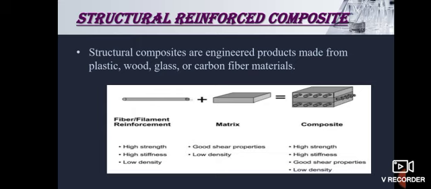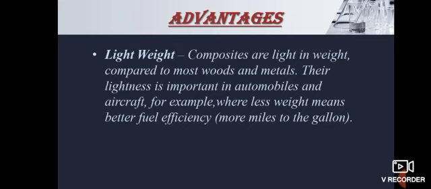They have some important properties such as high strength, high stiffness, low density. Its matrix consists of properties such as good shear properties, low density, and the composite as a whole has properties such as high strength, high stiffness, good shear properties, and low density. Now I will discuss the advantages of composite materials.